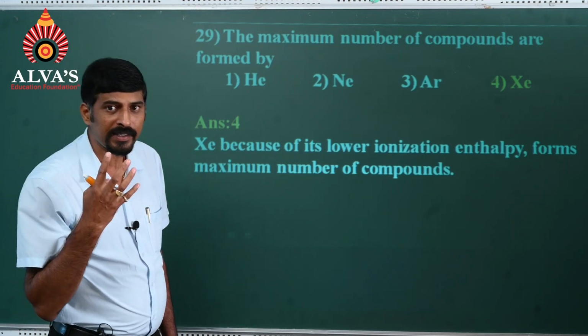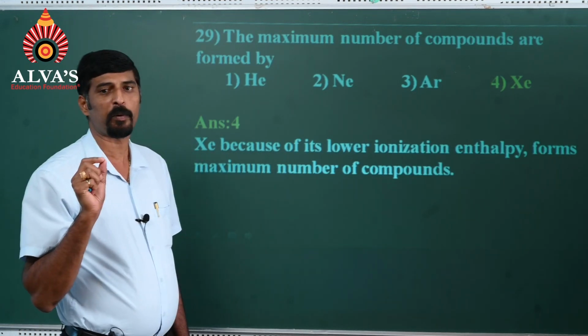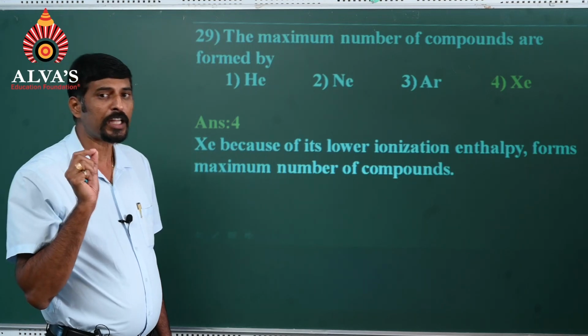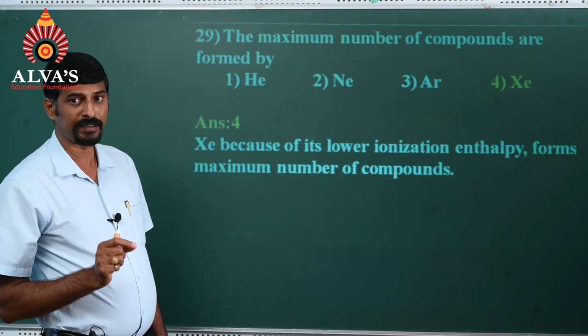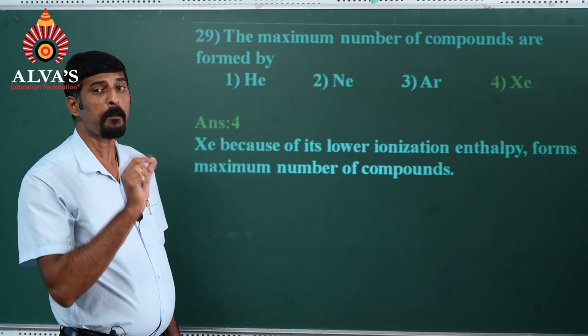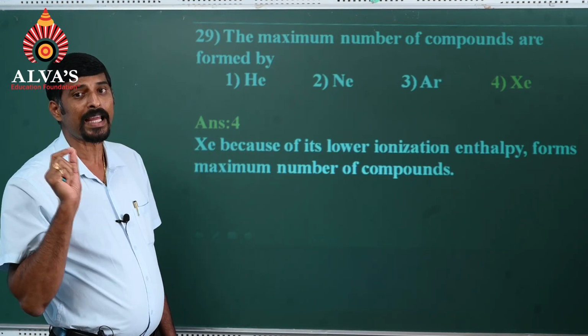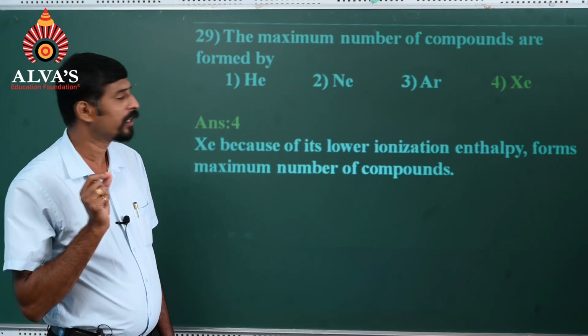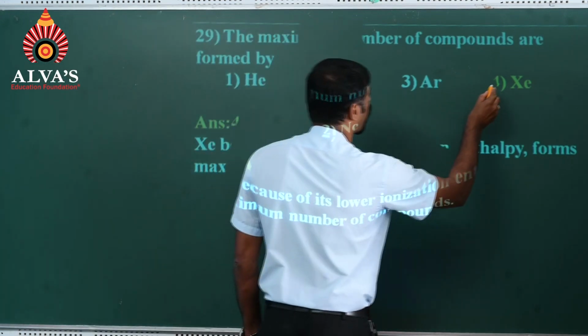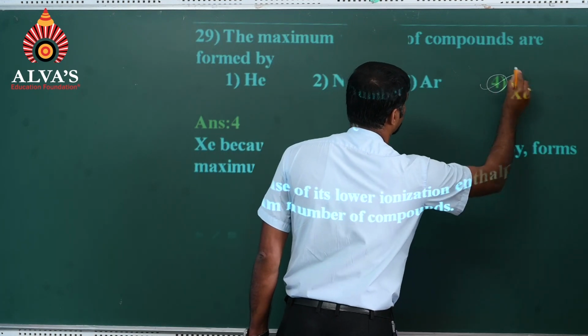When the atomic size is large, ionization enthalpy becomes less, that's why it becomes more reactive. Hence, xenon forms a number of compounds with highly electronegative atoms, that is fluorine and oxygen. Therefore, option 4 is the right answer.